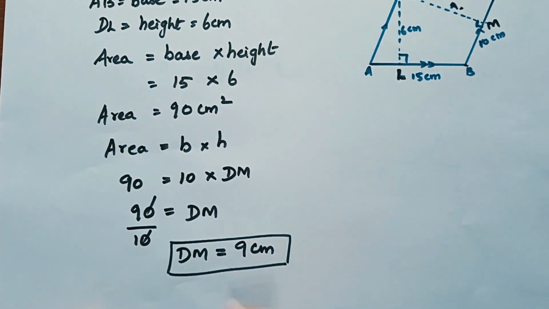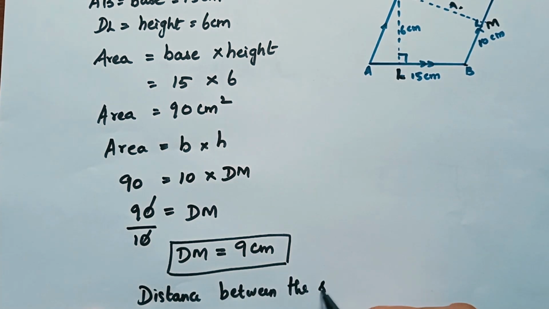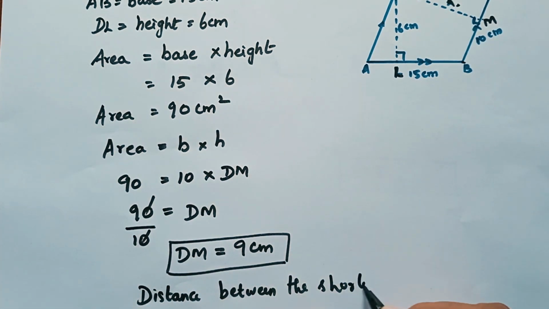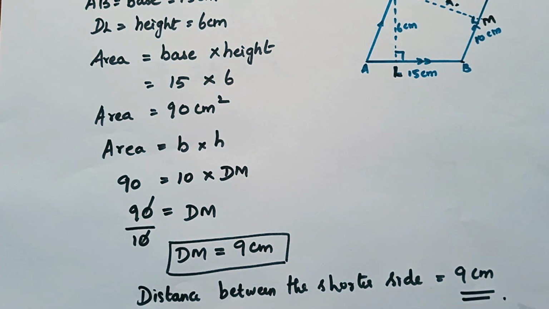So the distance between the shorter sides is equal to 9 cm. This is the answer for the above question.